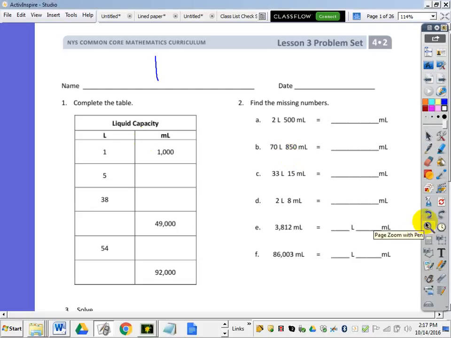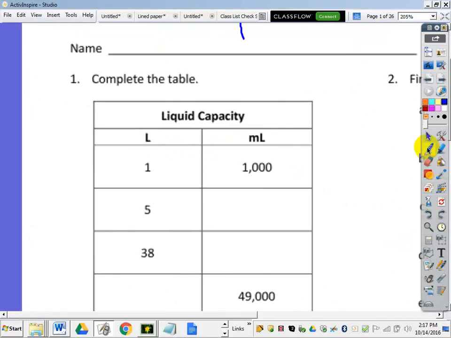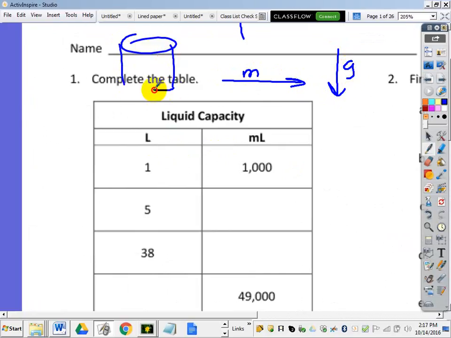Today we're going to be working with liquid capacity. Liquid, not distance, because if we're measuring distance, we measure it in meters, and if we're measuring how heavy something is, pushing down, we measure it in grams. Now we've got this thing called liters, which is a liquid measurement. So how much liquid is there? Well, it depends on the container, how much will fit.